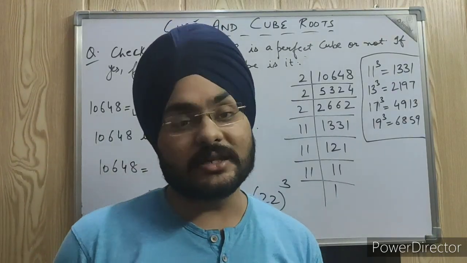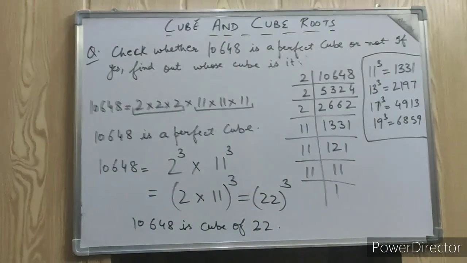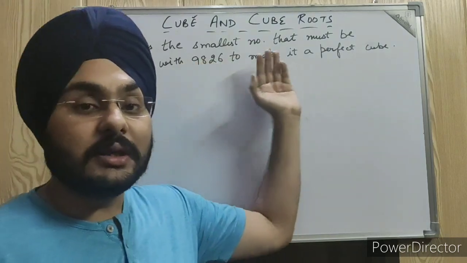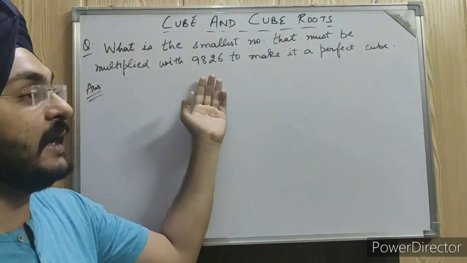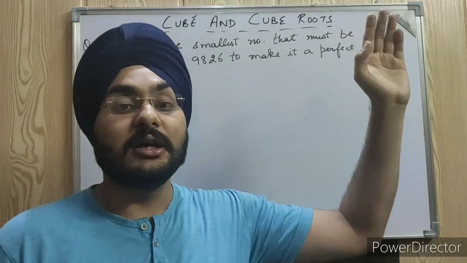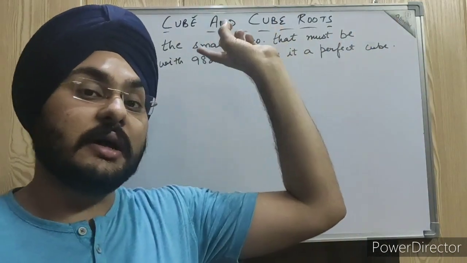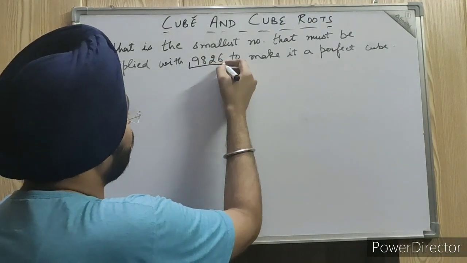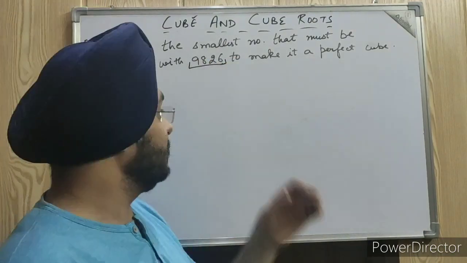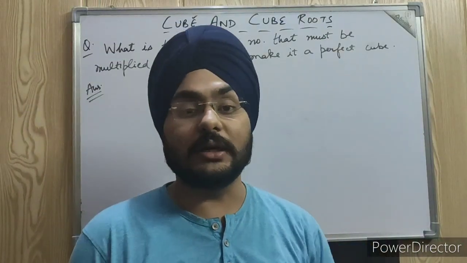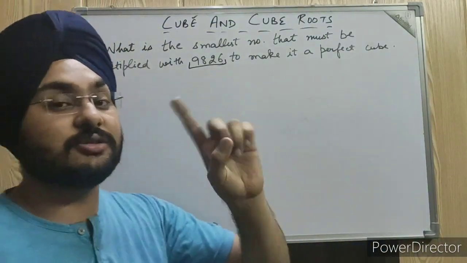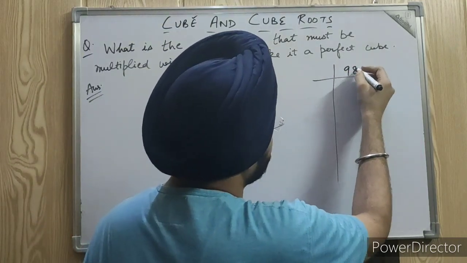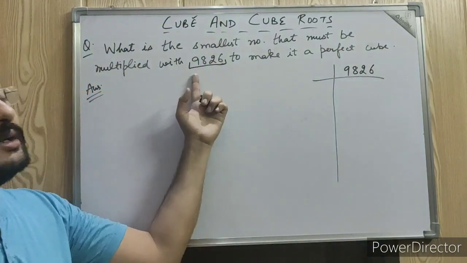So coming to the next question now. Our next question is this. What is the smallest number that must be multiplied with 9826 to make it a perfect cube? Similar question as square and square roots. Okay. So basically we know we have to multiply 9826 with some number to get a perfect cube. It means this one is not a perfect cube.